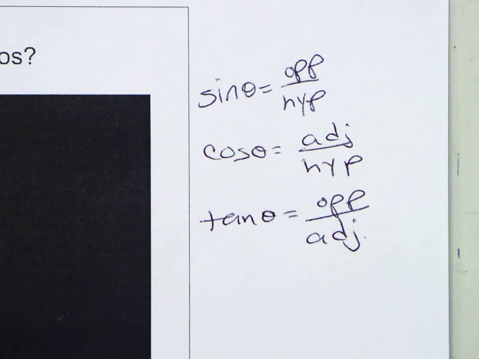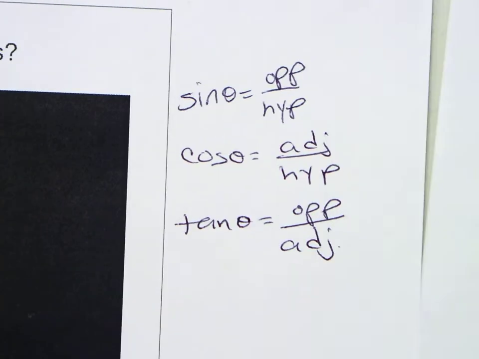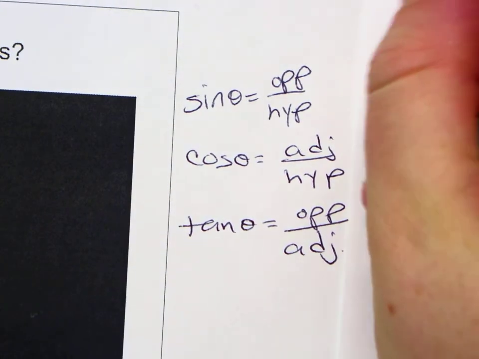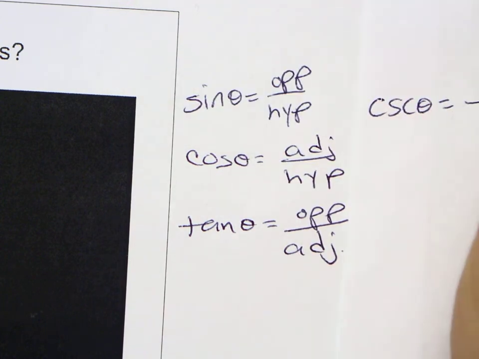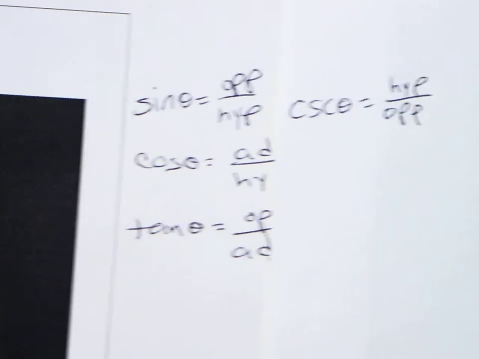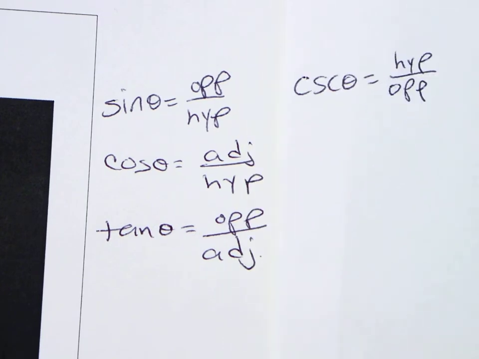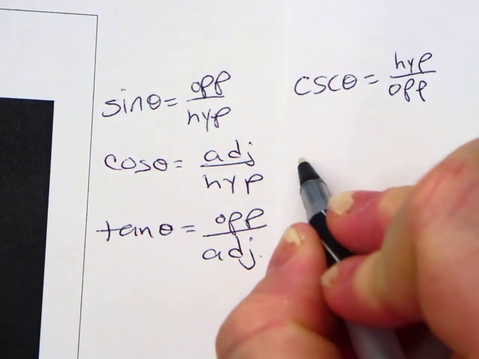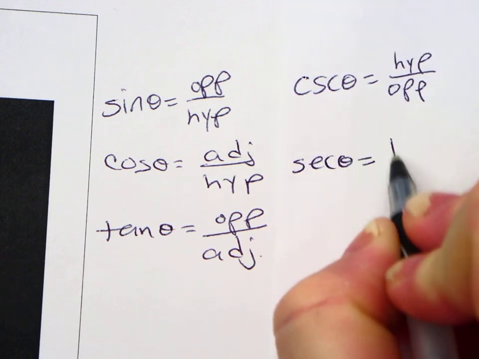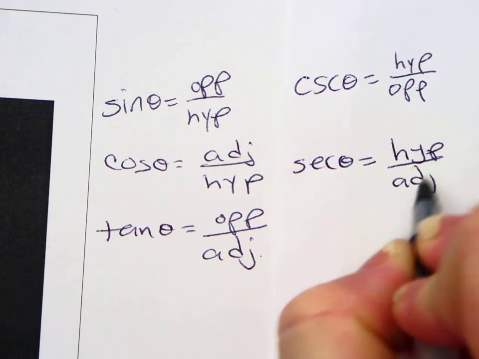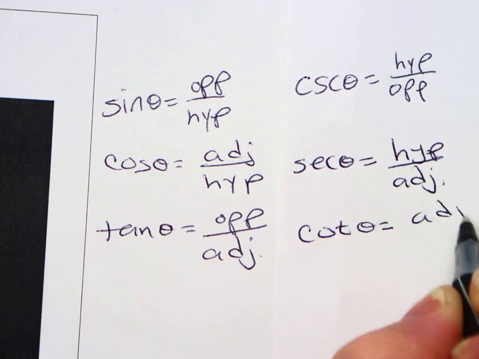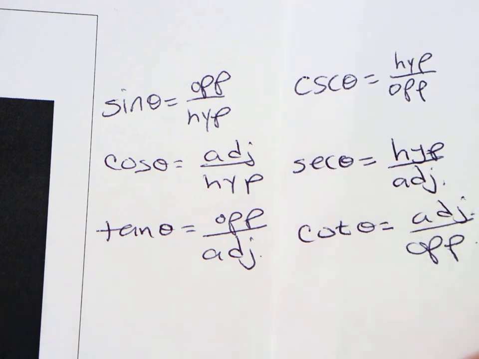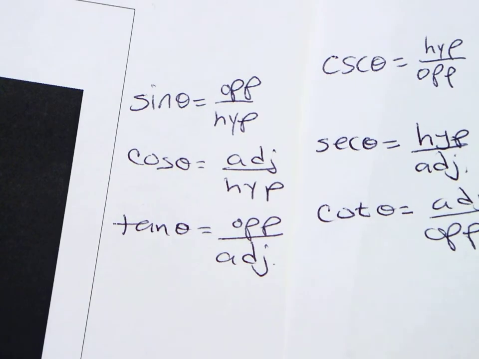How about the other 3? Who knows the other 3? I'll write them over here. What's the reciprocal of sine? That's cosecant. Cosecant is hypotenuse over opposite. It's just the reciprocal of sine. What's the reciprocal of cosine? Secant. Secant of theta is hypotenuse over adjacent. And the reciprocal of tan is cotan, and that's adjacent over opposite. Okay, that's it. So make sure you have that down.